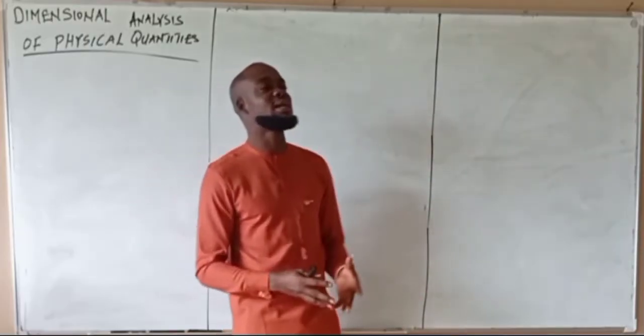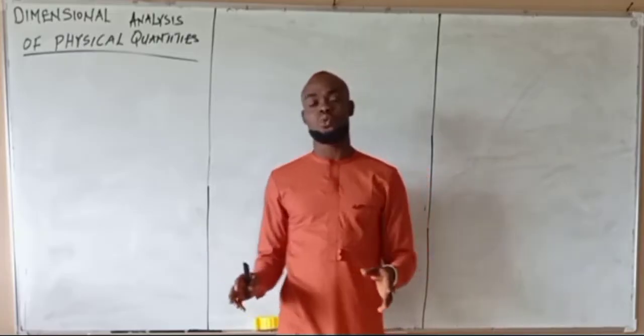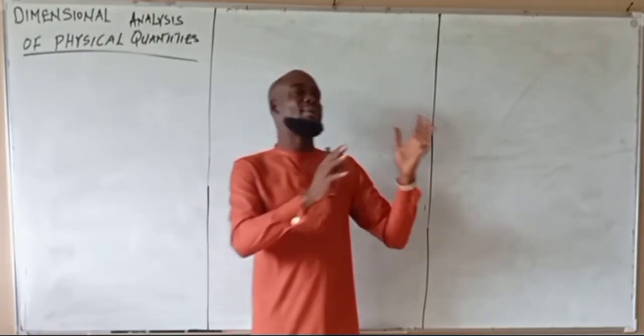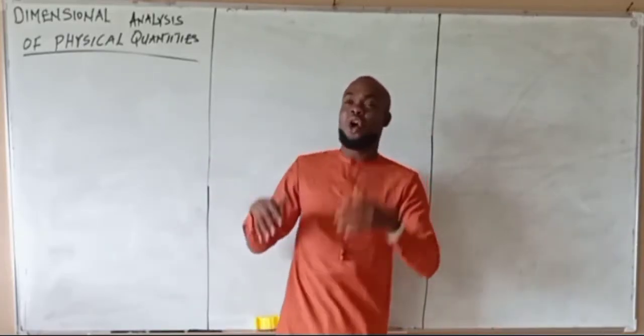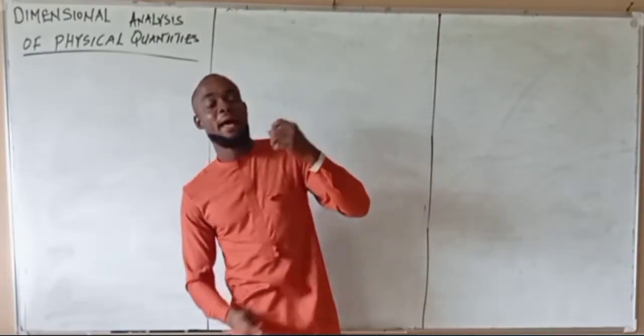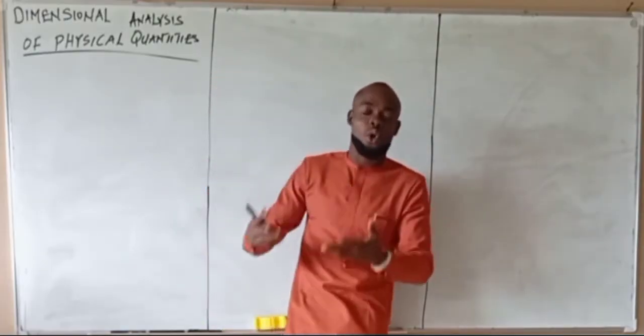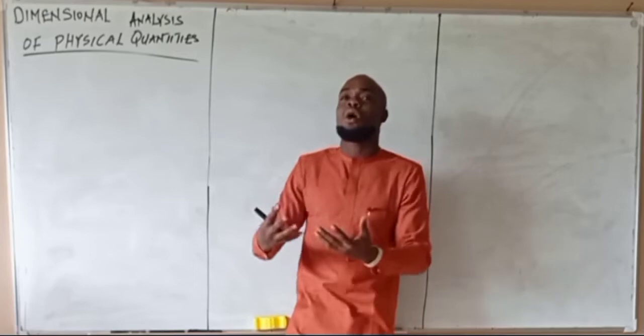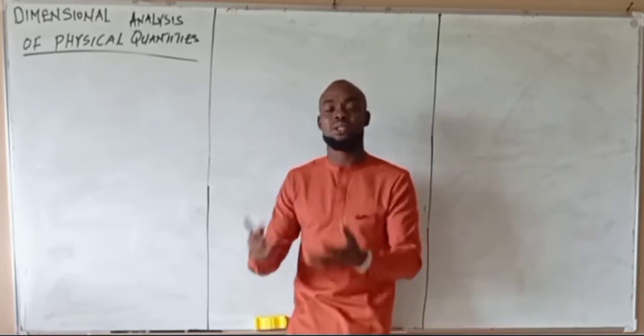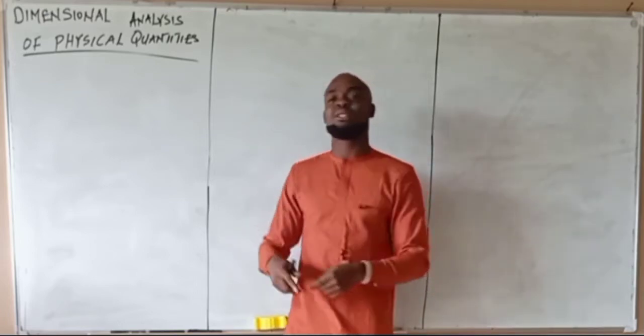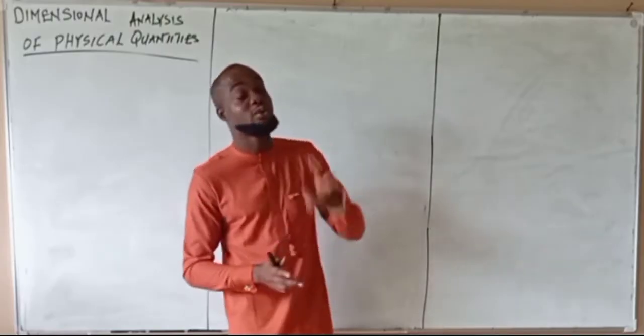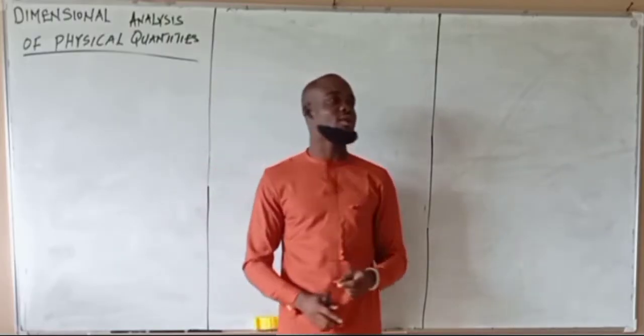So physical quantities can be divided into two. They can be divided into fundamental quantities and derived quantities. Now, which of the physical quantities do we call fundamental quantities and which do we call derived quantities? So take a look at this question.